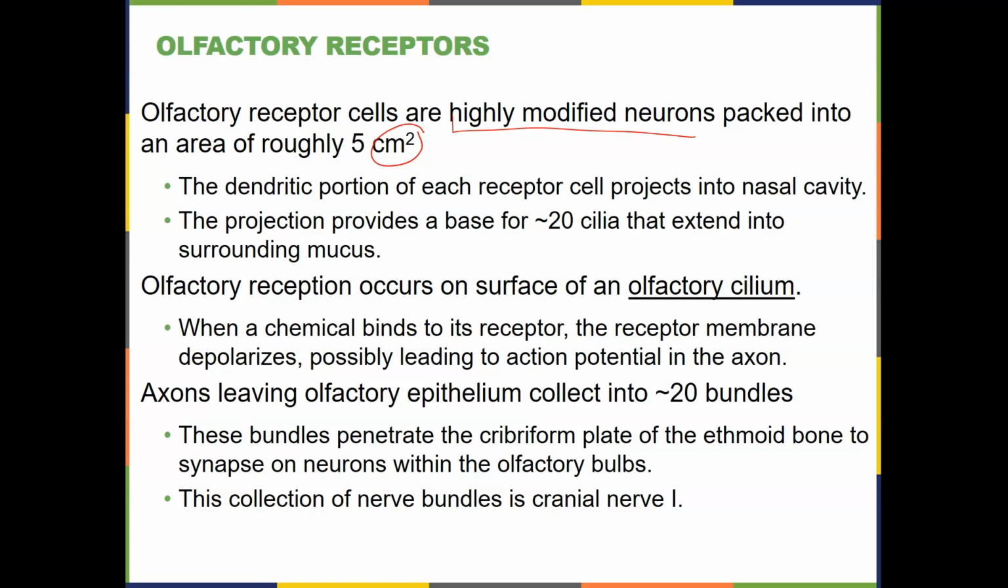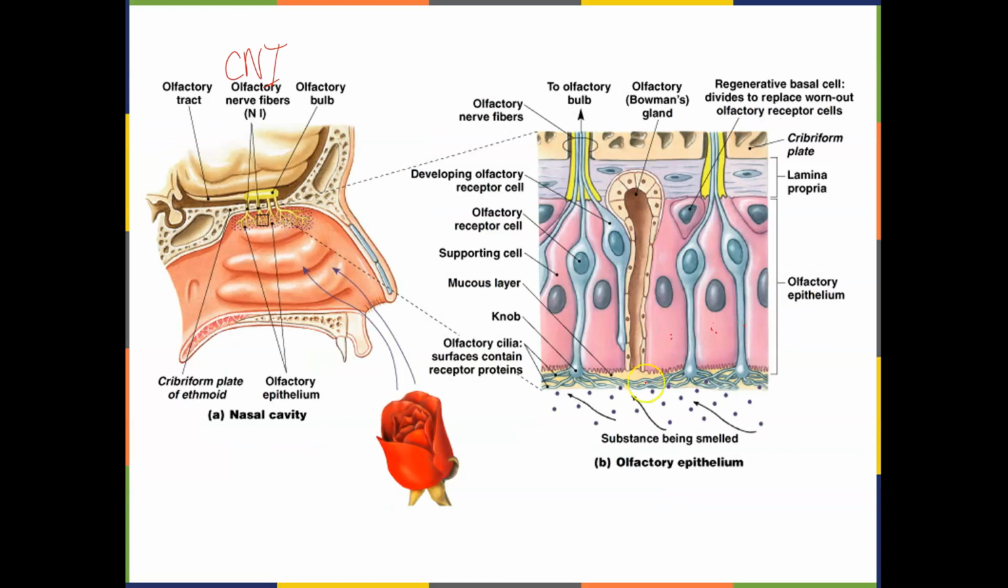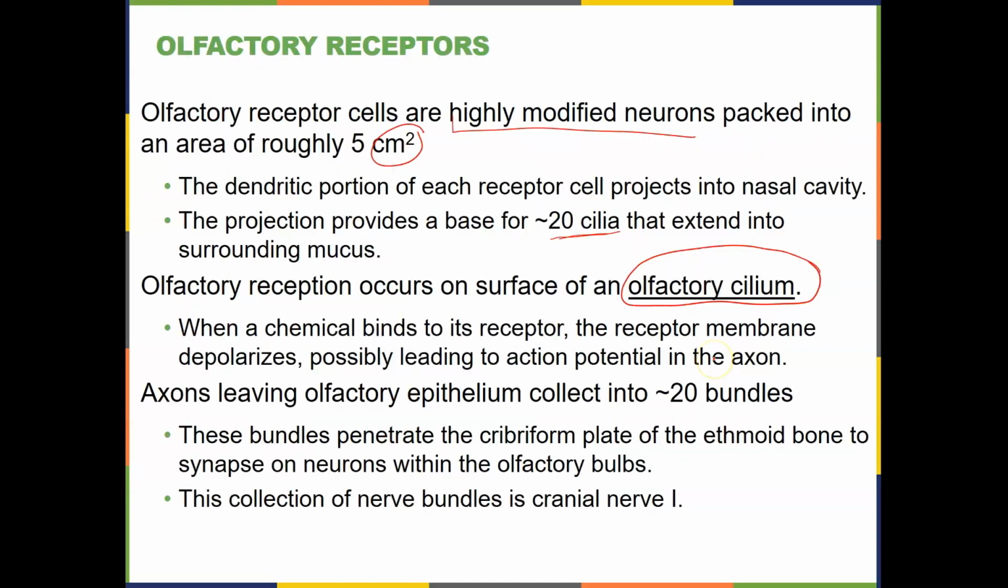The dendritic portion projects into the nasal cavity above the nasal concha, and basically it gives you the base of about 20 cilia that extend into surrounding mucus areas. So the olfactory reception surface is the whole olfactory cilium. Going back, these little projections. All right, so the whole dendrite. So when the chemical binds, you get an action potential.